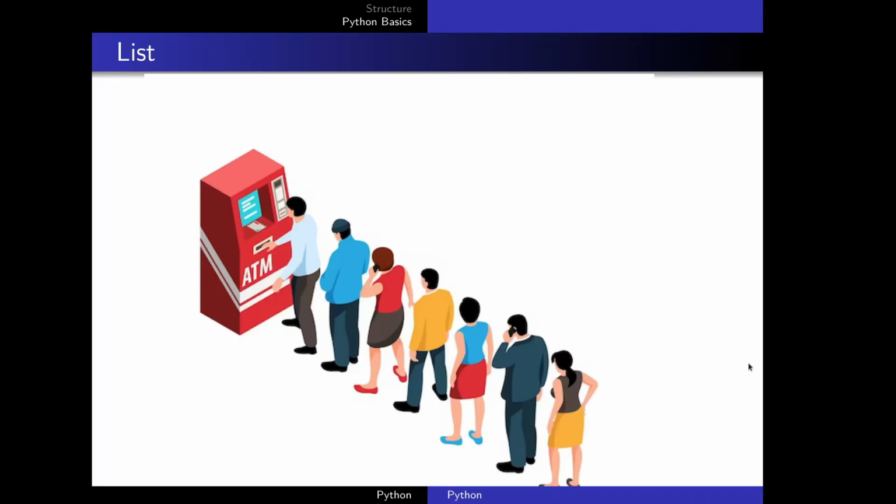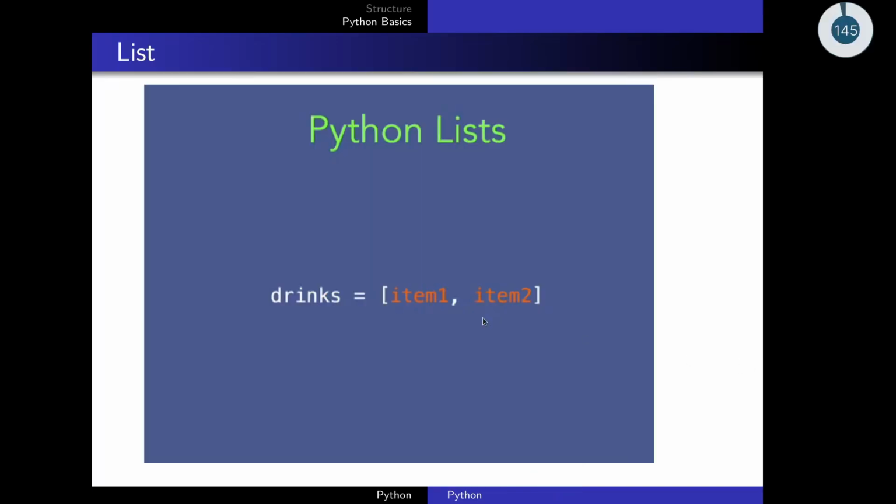Now let's look at the syntax of a list. We create a list by giving it a name and then an equal sign. The left hand side of the equal sign is the variable, or the label, for the list. The right hand side contains the list. We give the list between two square brackets, and we give the items as a comma separated list. There can be more than 2 items in a list, separated by commas.